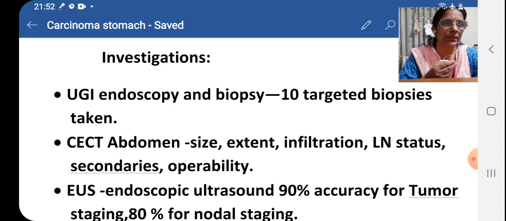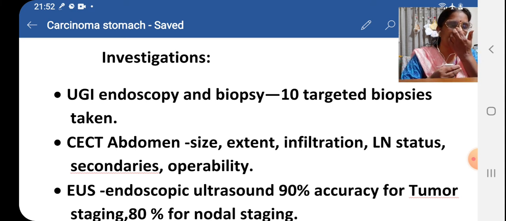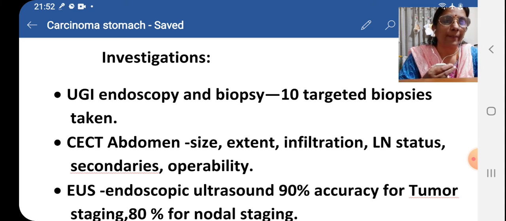And if you see a lesion there, you want to see whether the patient has any metastasis, what the size is, what the extent is, up to which layer it has infiltrated, and the node status. All these things you will get by doing a CECT of the abdomen. And now the modern technique, that is the EUS.